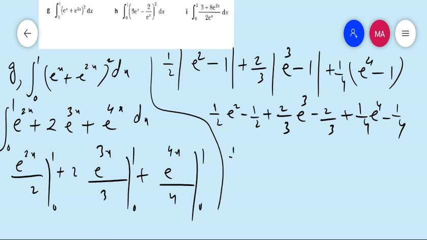Writing in order, 1 upon 4 e⁴, 2 upon 3 e³, 1 upon 2 e². Now 3 terms, 3 constants: minus 1 upon 2, minus 2 upon 3, minus 1 upon 4. Solve this: minus 17 upon 12.